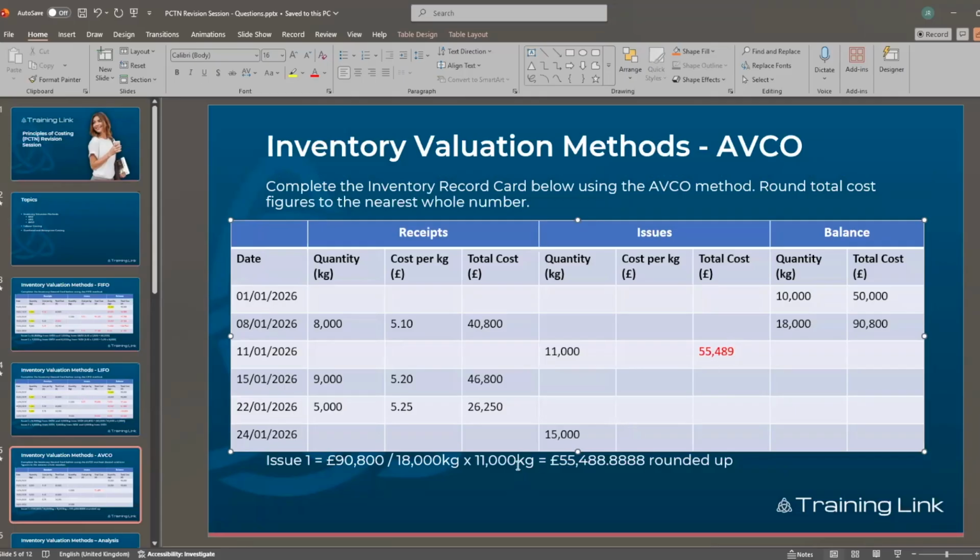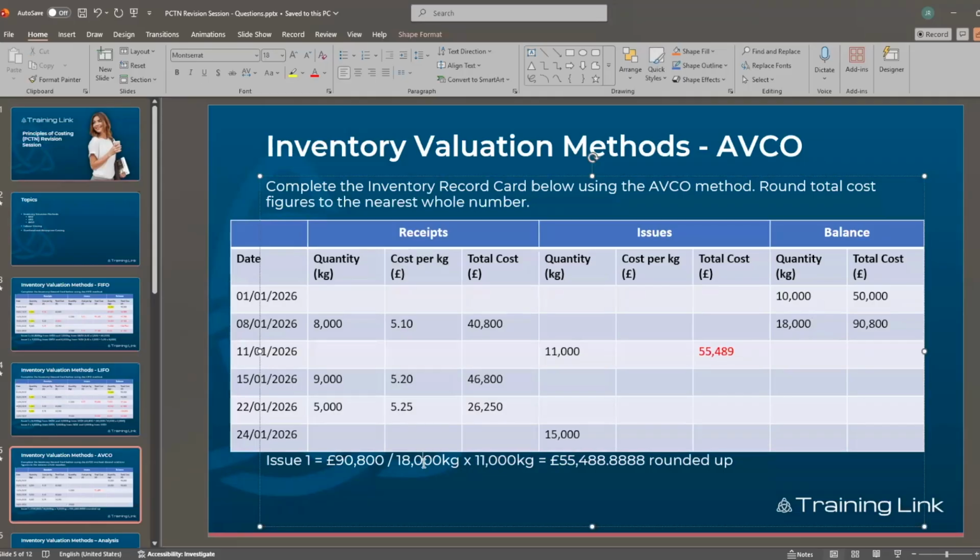And what I would say, really important note at this point, because this is how you're going to get tested in the exam, is don't work out this figure here and then round at this point, okay? Because if you end up working out an average cost per, in this case, kilogram, and then you round at that point and then multiply by the issue, what you'll find is you'll probably be a couple of pounds out based on the numbers being quite large. So the way you test it is you don't round in the middle, you round at the end.